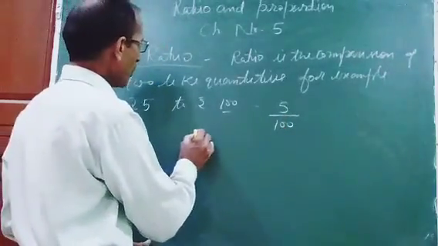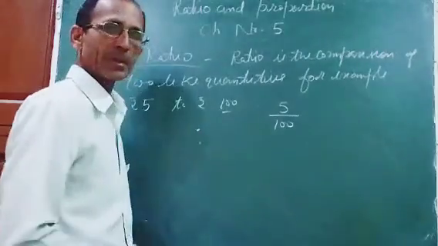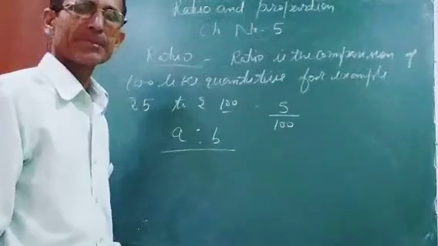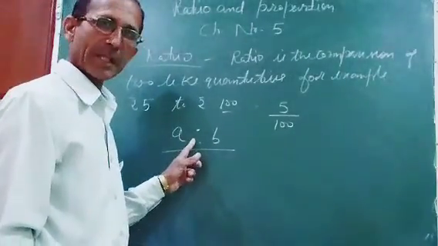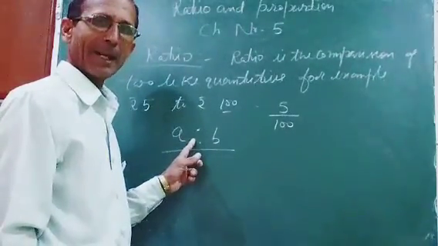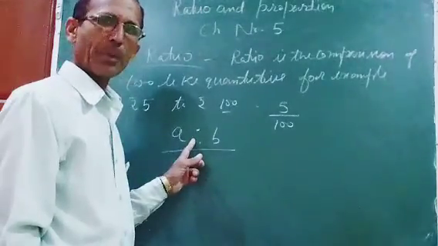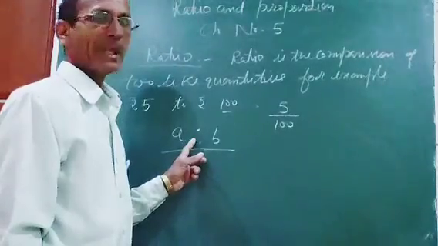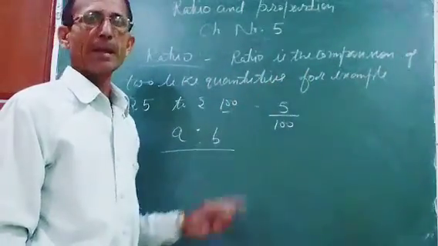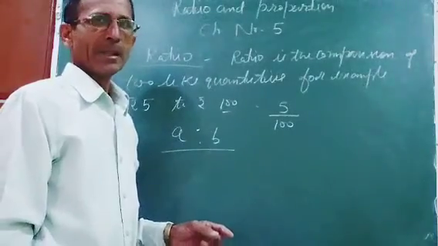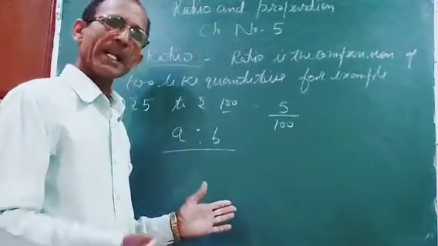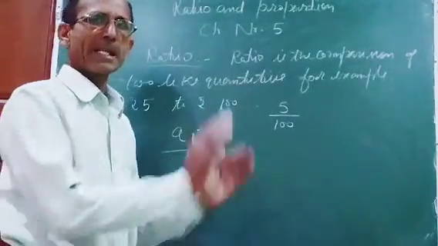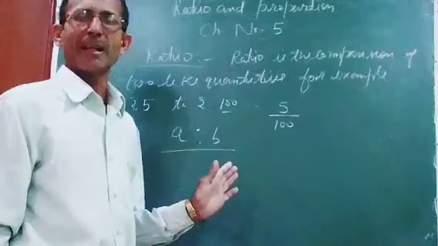The symbol of ratio is two dots. So we will read A ratio B. Understood? These two dots represent the symbol of ratio. Once again I am repeating, the comparison of two like quantities is called ratio. Ratio can be found by division. It means how many times one thing is included in the other.